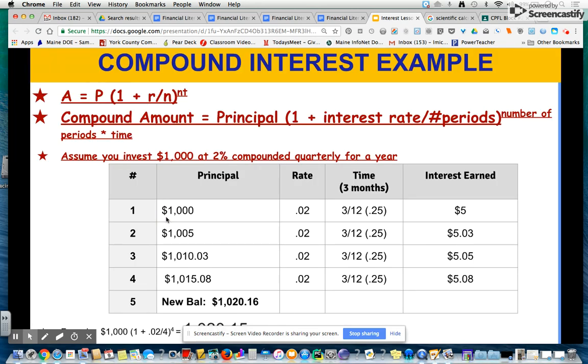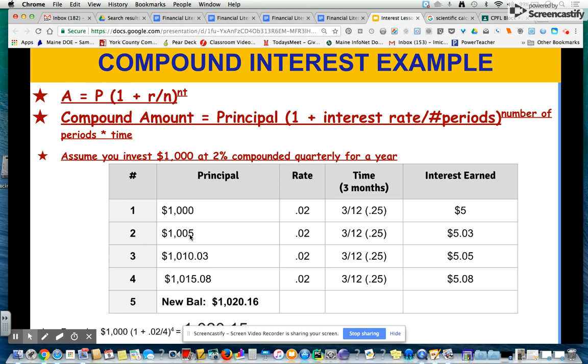So let's assume that you invest $1,000 at 2% compounded quarterly, which is 4 times a year, for a full year. If you were to do this out the long way using the simple interest formula, you would do I is equal to PRT. So it'd be 1,000 times 0.02, which is the interest rate. And then if it's compounded quarterly, that'd be every 3 months. So it's 3 divided by 12. So 3 divided by 12 times 0.02 times 1,000 is $5. So you would add that back in for the second quarter. So your new principal becomes 1,005.